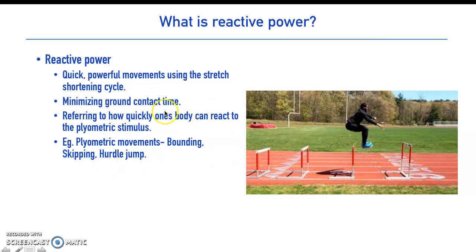He wants to minimize the ground contact time that his feet spend on the ground. So he wants to hit the ground and come up as quickly as possible because he wants to be reactive about it. It refers to how quickly one's body can react to a plyometric stimulus. Remember, we're doing plyometrics, so different types of jumps. Then obviously a couple of examples: bounding, skipping, and hurdle jumps, as you can see in the picture.